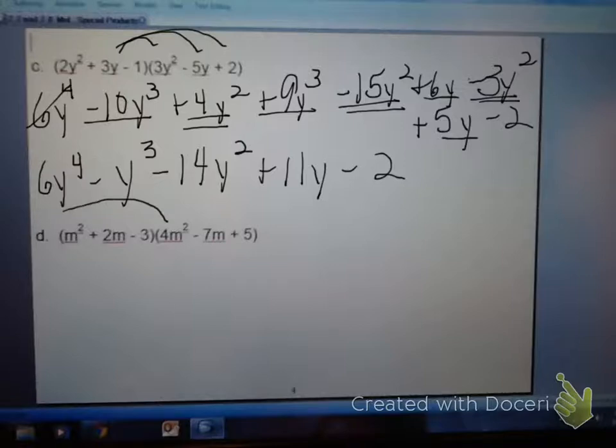Okay, example D, that's 4m to the 4th minus 7m cubed. Again, be very careful. M squared times m is m cubed plus m to the 2nd.